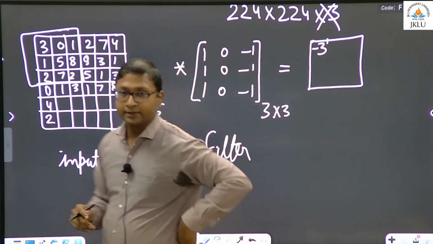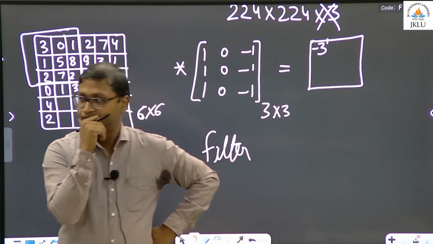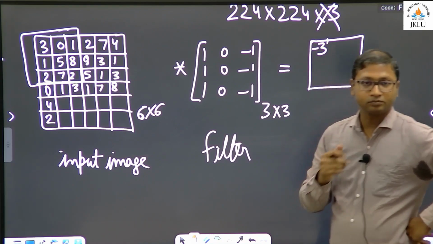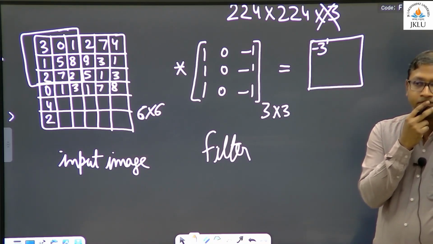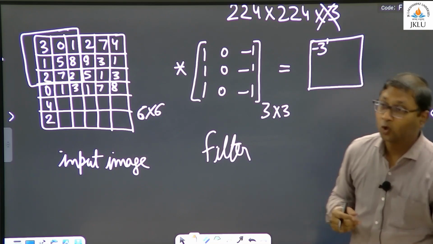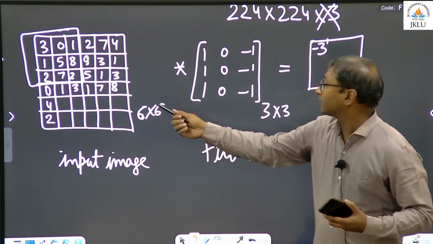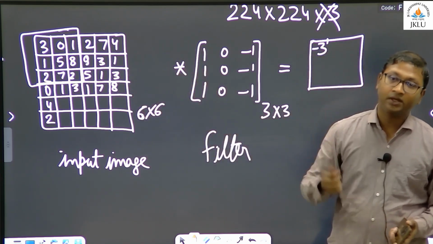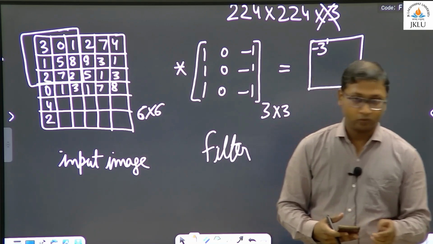What comes next? No, this is not matrix multiplication. Can you multiply these two matrices, 6 cross 6 and 3 cross 3? No, no, no.